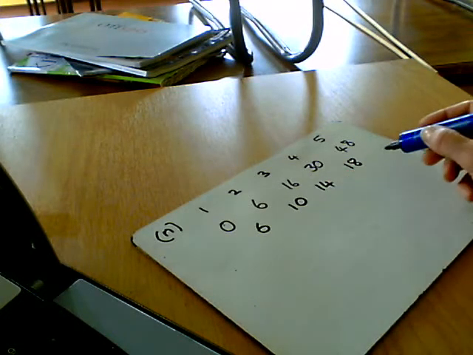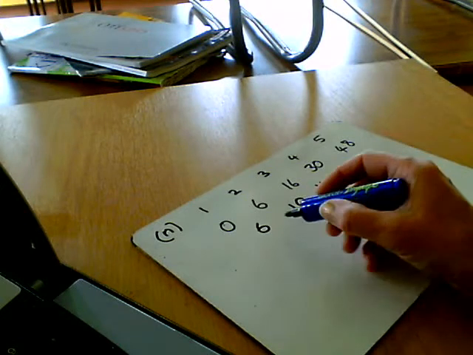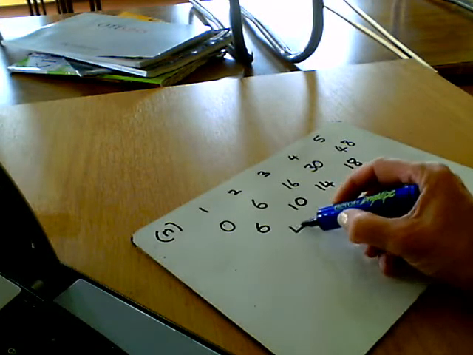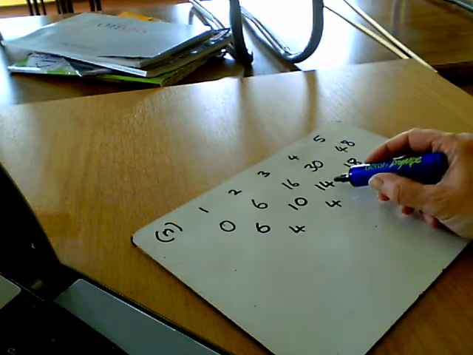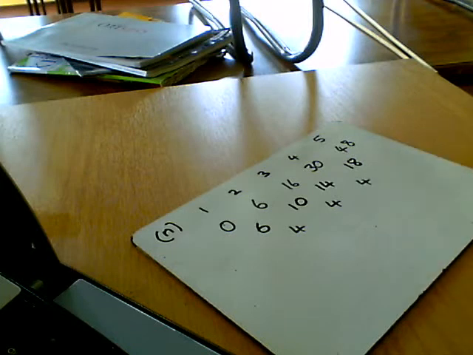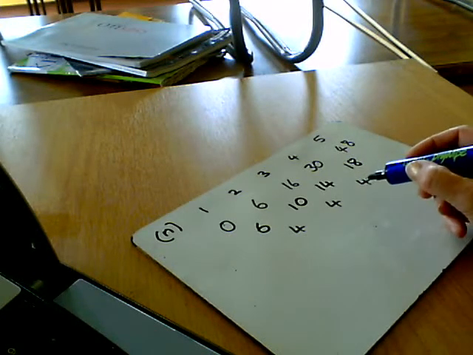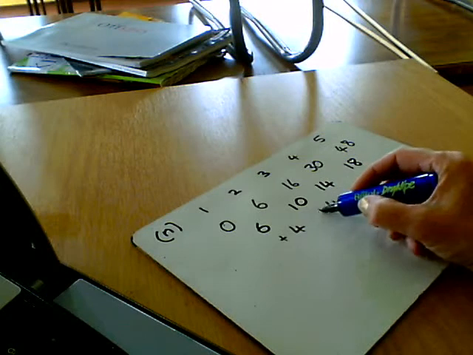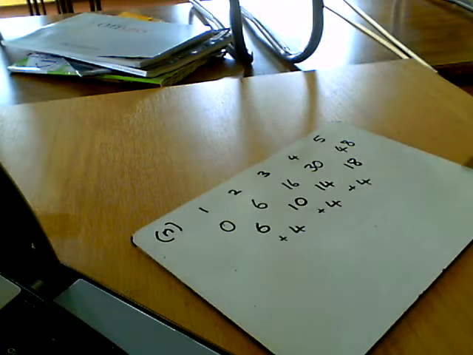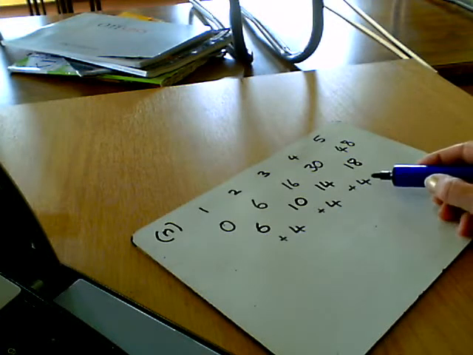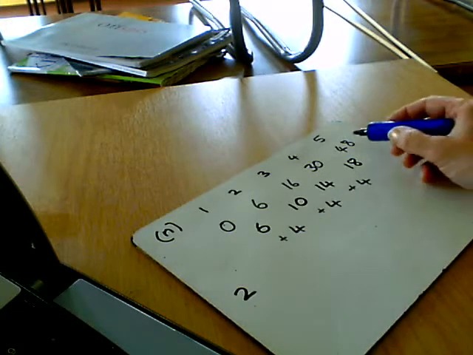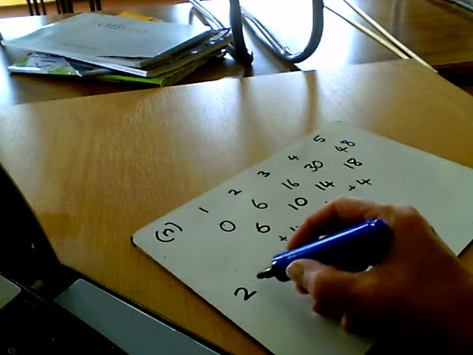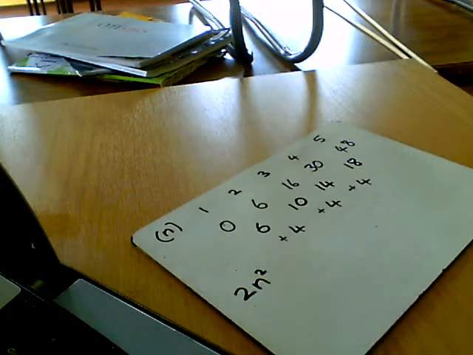I now look for a constant difference at the second stage. So the difference between 6 and 10 is 4. The difference between 10 and 14 is also 4. The difference between 14 and 18 is also 4. So here we do have a constant second difference of plus 4. So I know that the first part of my rule is going to be half of plus 4, which is 2, and I know that it's quadratic because there are two differences here, so it's 2n squared.